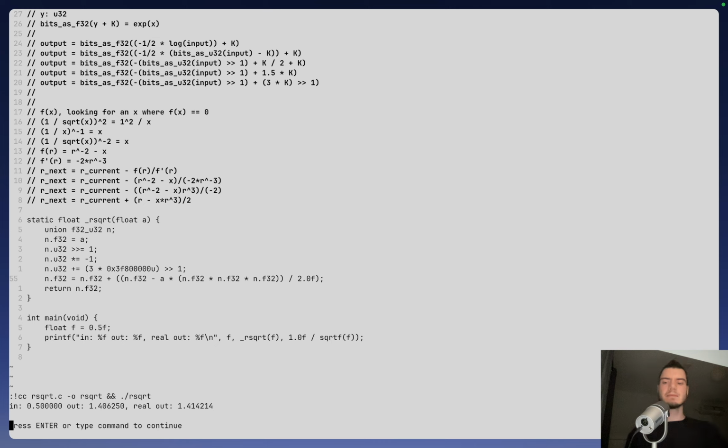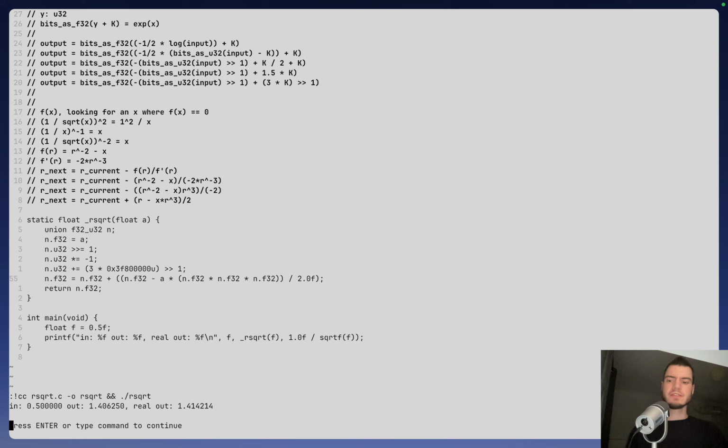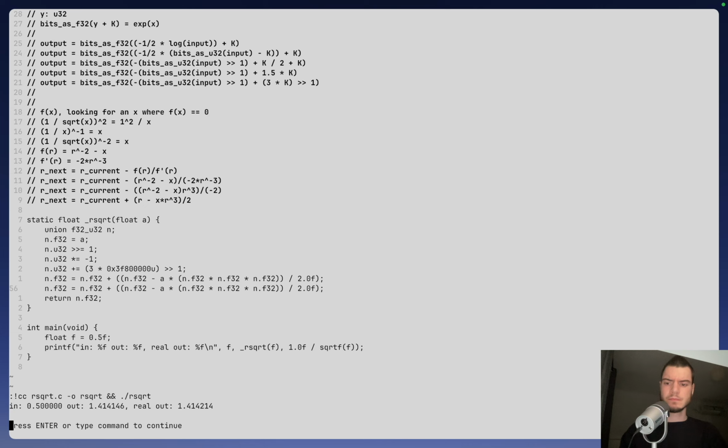Okay. And it seems like we are a bit closer. So if we comment out this line again, we were at 1.5. And now we are at 1.406. It's a lot closer to the actual result. And let's try another iteration of this. Okay, now we're actually pretty close to the real result.